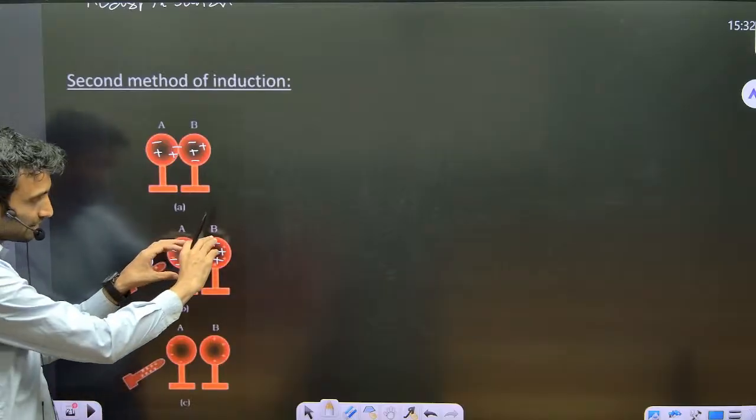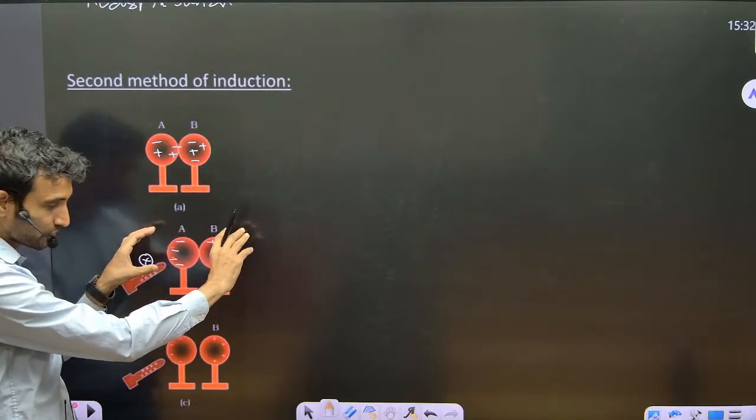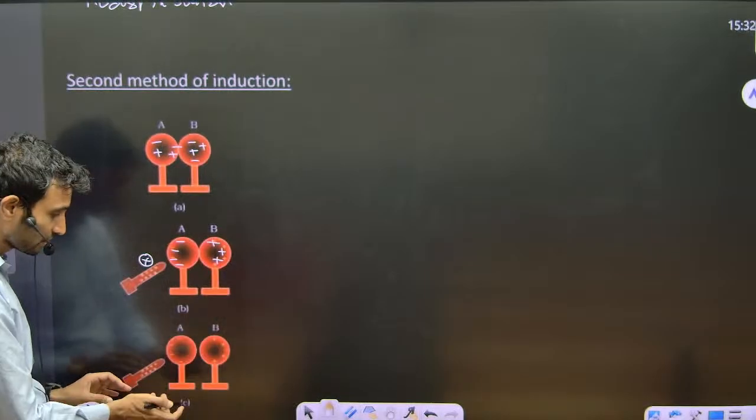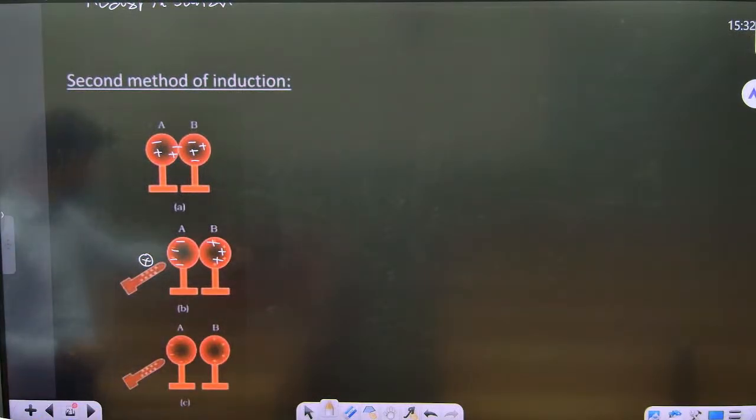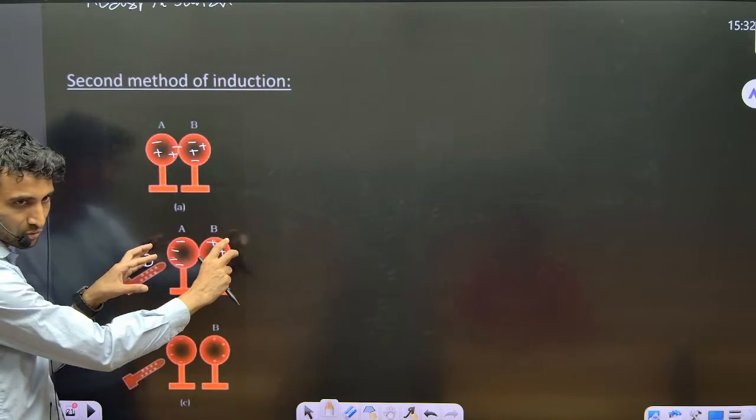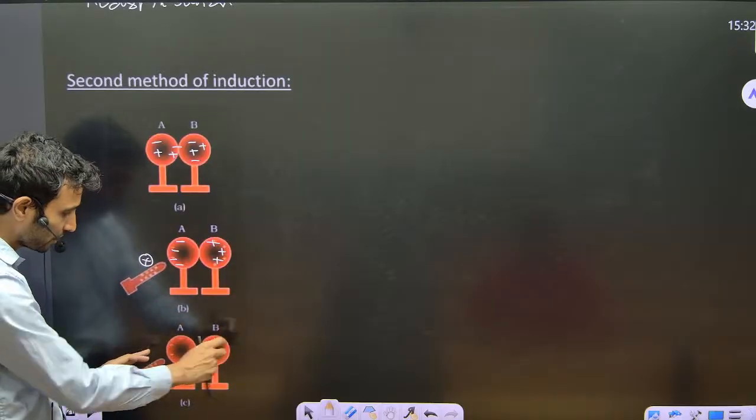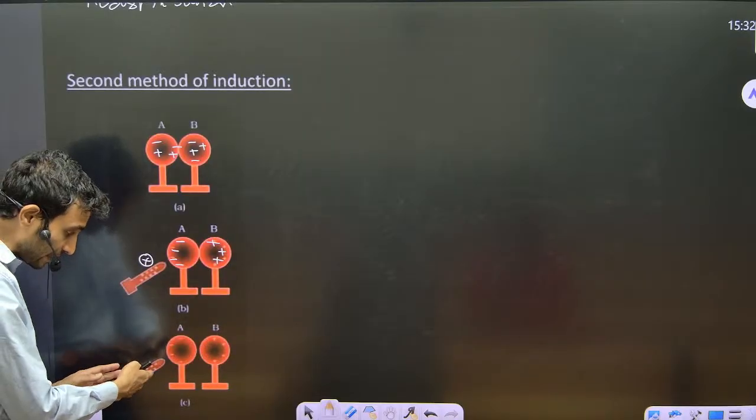Now we separate the two spheres. You see we have separated. Now I'm going to separate the two spheres. So if I separate the two spheres while the rod is still there, and in its influence I've separated.